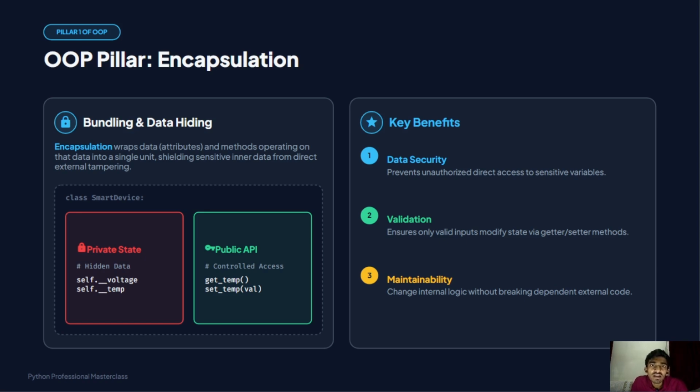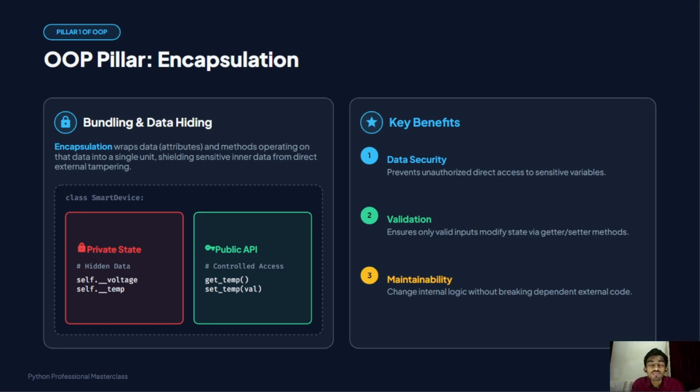The first pillar of object-oriented programming is called encapsulation. The word might sound difficult, but the idea is very simple. Encapsulation basically means keeping data and the methods that work on the data together inside the class, while protecting important information from direct access.